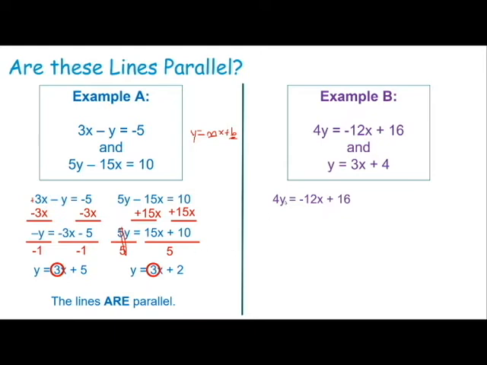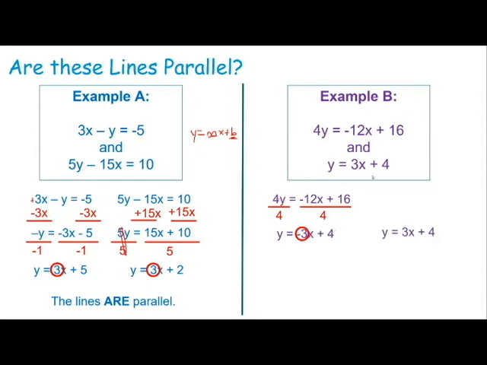Notice I have the y by itself over here without the x's or the numbers already, but I do still have this times 4. So I'm going to divide both sides by 4. Make sure you divide everything by 4. Negative 12 divided by 4 is negative 3. 16 divided by 4 is 4. Therefore, your slope is negative 3.